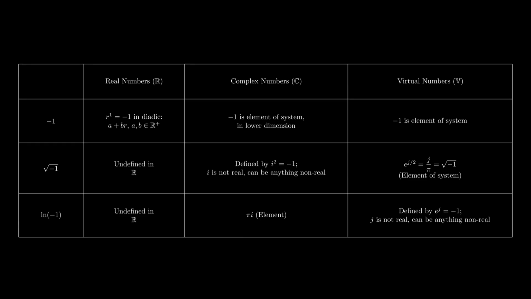Now, the square root of -1. It's undefined in reals, but in complex numbers, it's i, where i squared equals -1, and i can be anything non-real. In virtual numbers, it's defined as e to the j over 2, which equals j over pi. Super cool. Finally, the natural log of -1 is undefined in reals, but in complex numbers, it's pi times i. In virtual numbers, it's just j, thanks to e to the j equaling -1, with j being anything non-real. These differences show how virtual numbers flip the script on traditional math.